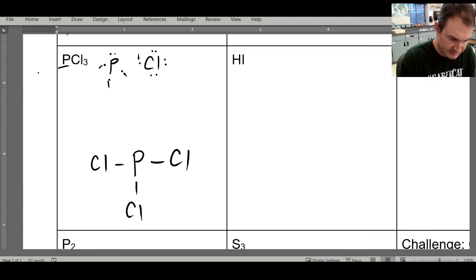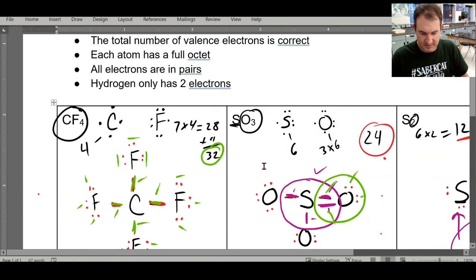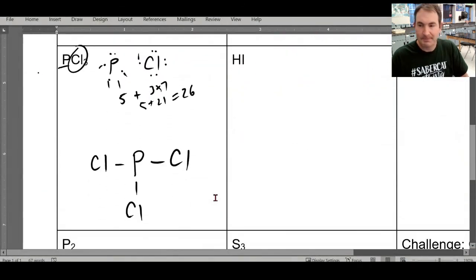Okay, total number of valence electrons. Phosphorus has 5, plus chlorine is 3, right? Cl3 times 7. That's 21, plus 5 gives us 26. Now, one thing you'll notice, all of our valence electron numbers have been even numbers. 32, 24, we had 12 here, and now we're at 26. If you get an odd number of valence electrons for a molecular Lewis structure, you did something wrong.